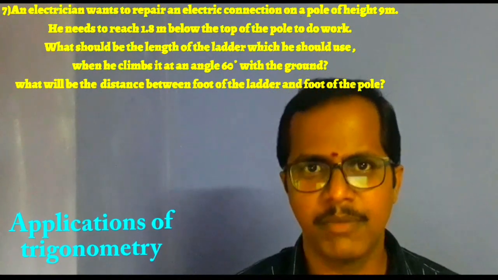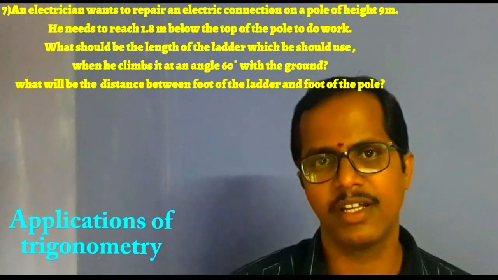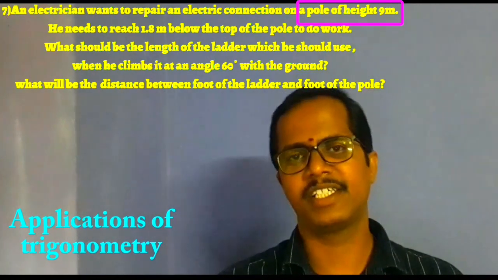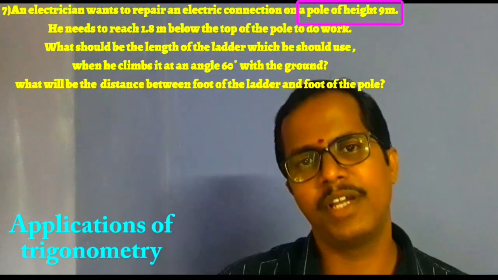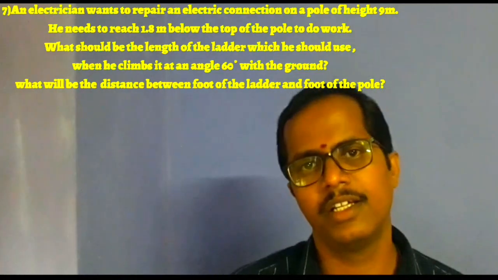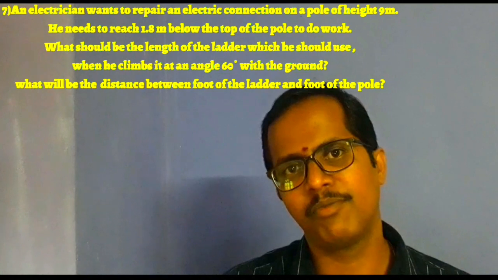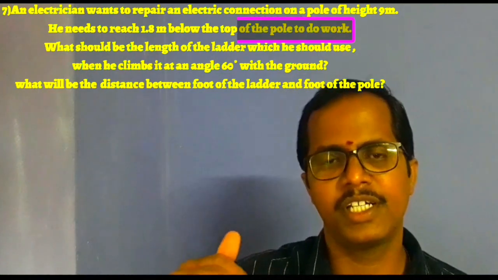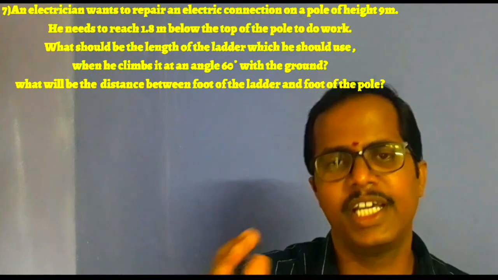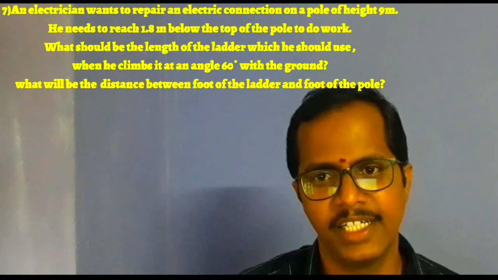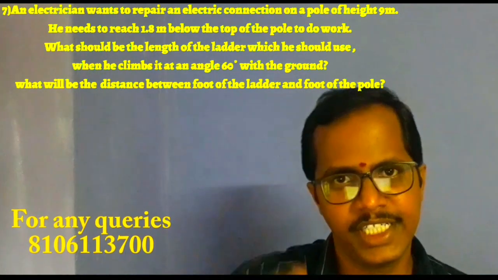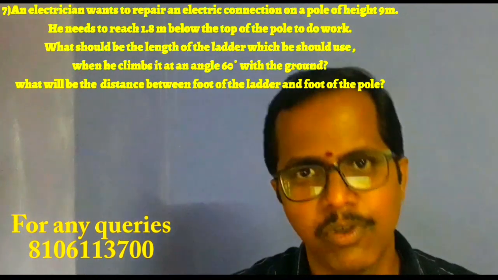So if you observe in this problem, an electrician wants to repair electric connection on the pole, and the pole height is given as 9 meters. To repair that connection on the pole, he needs to reach the top of the pole. Here, he wants to reach the pole 1.8 meter below the top of the pole. So to reach there, he needs to arrange a ladder such that he should reach 1.8 meter below the top of the pole.